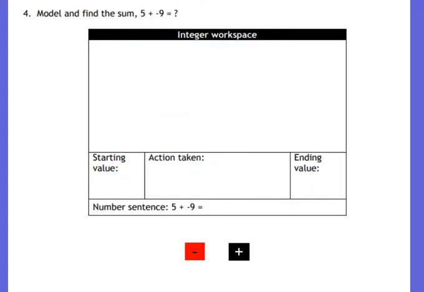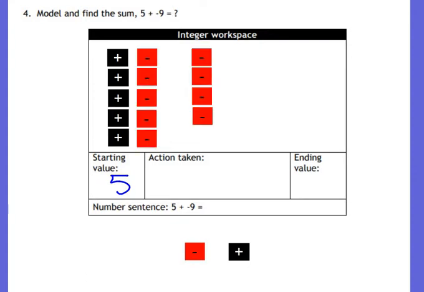Okay, let's look at another. Number 4. 5 plus a -9. What am I starting with? 5 positive. So I'm going to have 5 positive up there. Then I see a plus sign. Am I adding or taking tiles away? Adding tiles. What kind of tiles do I need to add? Negative ones. How many negative ones? 9 negative tiles.